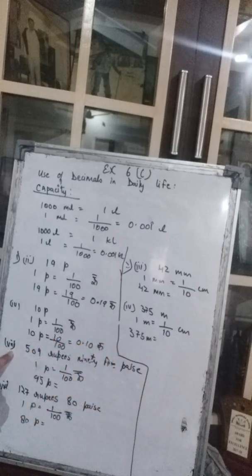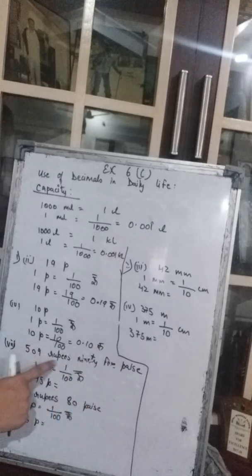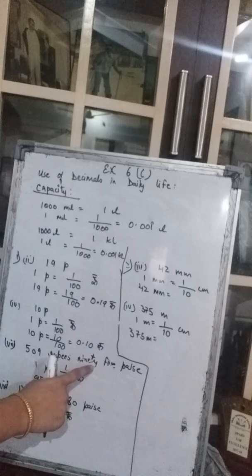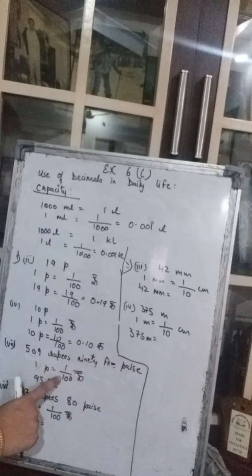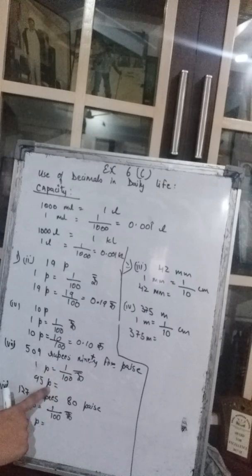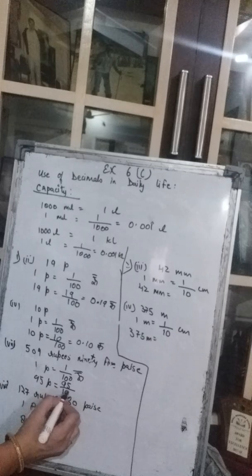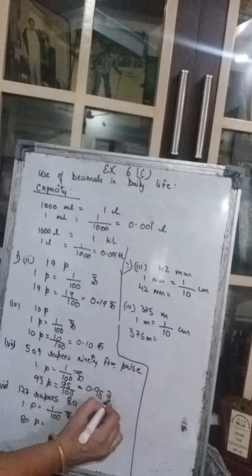Now seventh question part says 509 rupees 95 paisa. Now this 509 rupees is already in rupees. We don't have to do anything here. So just leave this part. And we have to convert this 95 paisa into rupee. So 1 paisa is equal to 1 upon 100 rupee. So 95 paisa will be equal to 95 upon 100. So that is equal to 0.95 rupee.